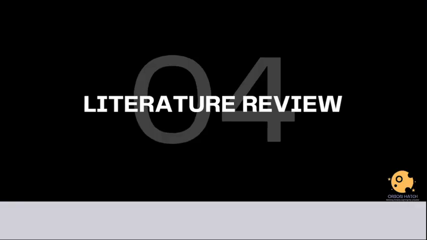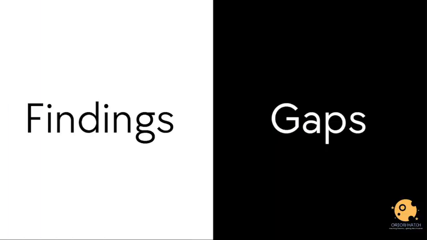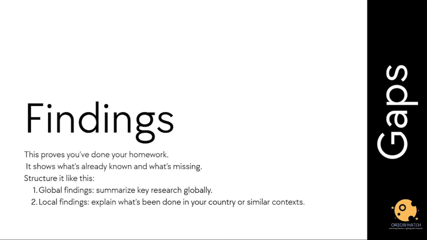Now for part 6, literature review findings and gaps. The literature review slide proves that you have done your homework. It shows what is already known and what is missing. Organize it like this. Global findings: what researchers found worldwide. Local findings: what was done in your country or region.